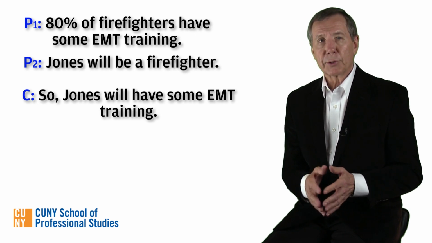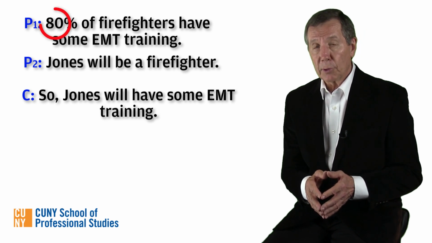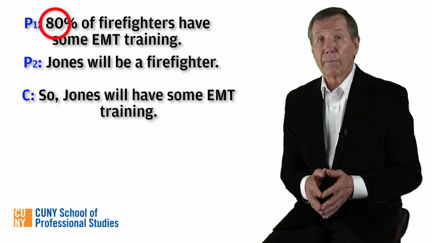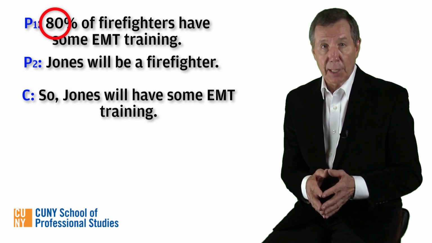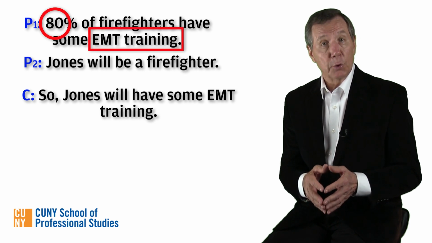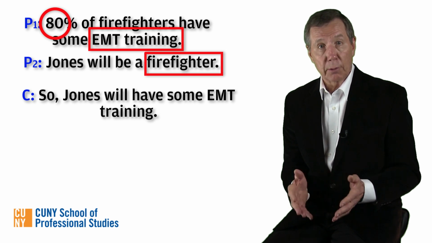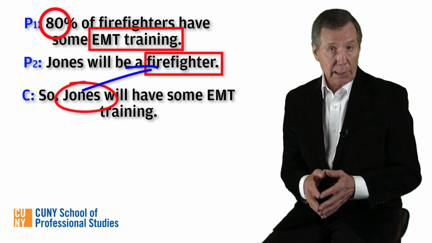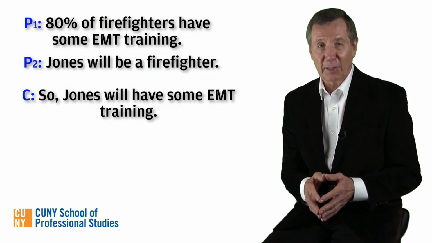This argument structure is essentially the same as our first example, except that we have substituted a percentage, 80%, for the word most. But it's still a non-universal generalization that ascribes a certain property, EMT training, to a category of persons, firefighters, and then places Jones in that category. So it's pretty likely that Jones will be prepared for handling a medical emergency.